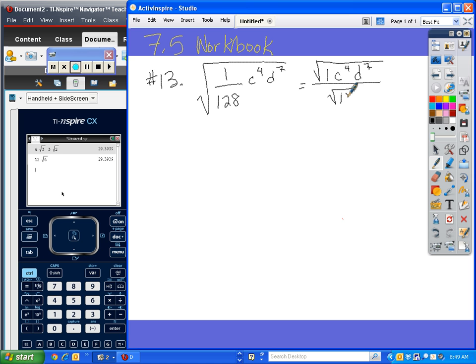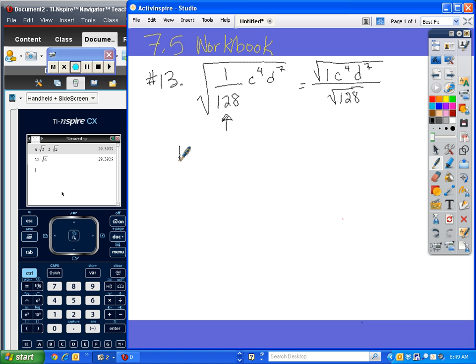root of 128. Sometimes it's more convenient to divide them first and then take the square root, but in this case, I don't want to divide them because there's nothing more that I can reduce. But I'm going to separate them and take the square root here. So now the square root of 1 is 1, so I can take that out of the square root. I can write it out front if I'd like.